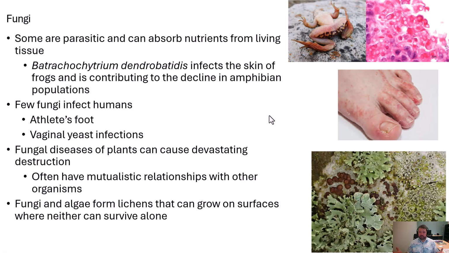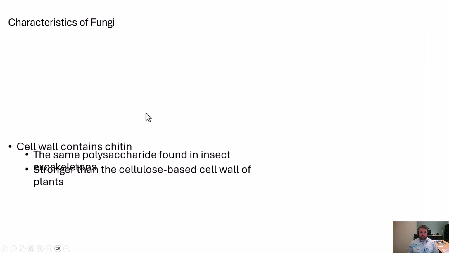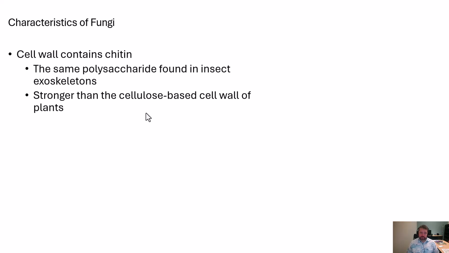Like most people assume, this is a very ancient relationship also, based on the information we have. So let's go through some characteristics of fungi. First of all, their cell walls have a material called chitin. Chitin is a polysaccharide, meaning it's a complex sugar, and it's the same polysaccharide, same complex sugar, as the exoskeleton of insects.